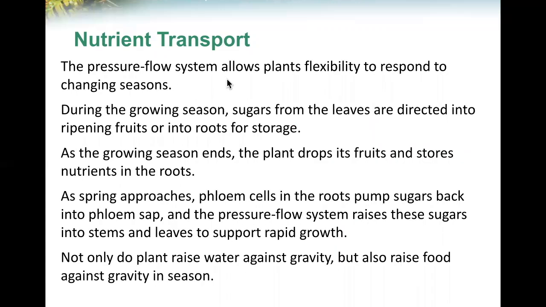The pressure flow system allows plants flexibility to respond to changing seasons. During the growing season, sugars from the leaves are directed into the ripening fruit or into roots for storage. As the growing season ends, the plant drops its fruits and stores nutrients in its roots. As spring approaches, phloem cells in the roots pump sugar back into phloem sap, and the pressure flow system raises these sugars into stems and leaves to support rapid growth. Not only do plants raise water against gravity, but also raise food against gravity in season.